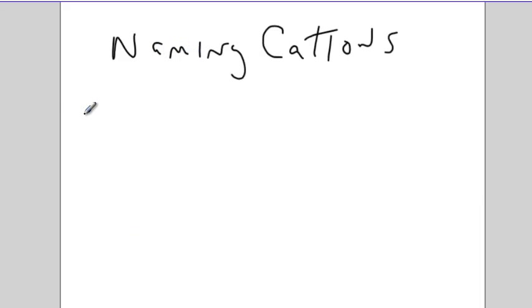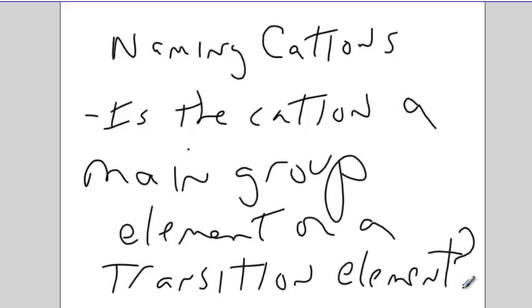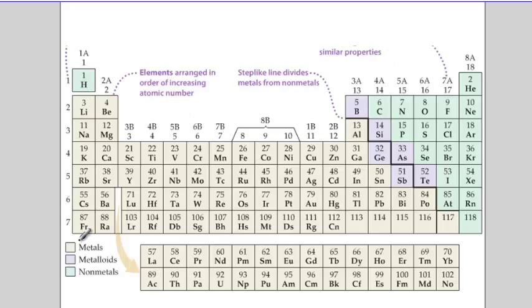So what you have to think about when you're naming cations is, is the cation a main group element or is it a transition element? A main group element is in column 1 or column 2. Also aluminum over here. All those guys, we know the charge. We don't need to do anything except just name the cation. But these are the transition metals here, and these post-transition metals here also. All of those need something in the name to tell us what the charge is.